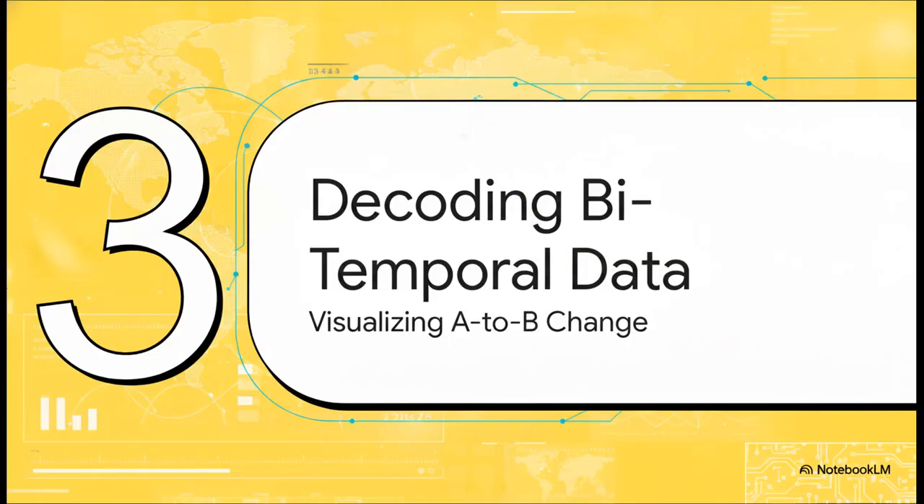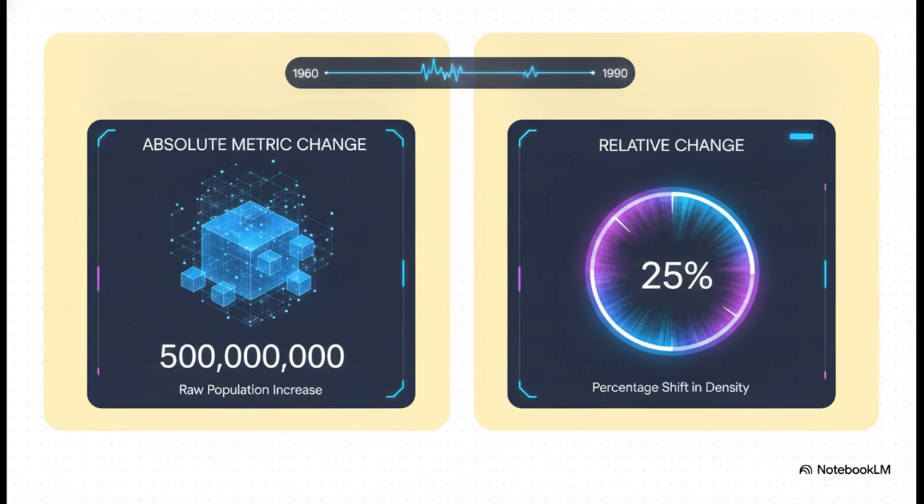Next up, Section 3, decoding bitemporal data. Okay, so let's analyze how we visualize a simple A to B change. When dealing with exactly two timestamps, say 1960 and 1990, mapmakers typically extract the difference between them, and they have to choose to display either an absolute metric change, like the actual raw number of people who moved into an area, or a relative change, like the percentage shift in population density. And that choice absolutely changes how you, the viewer, perceive the trend.